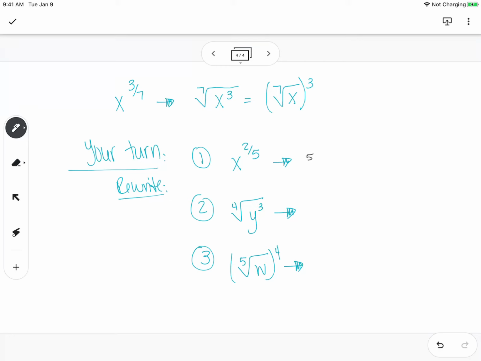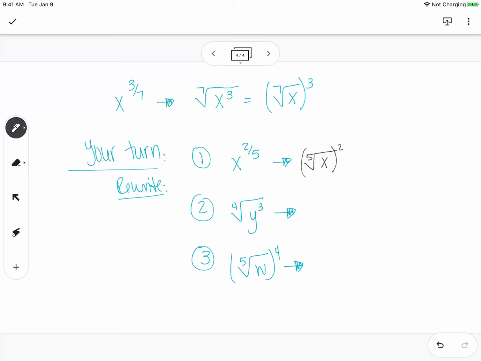So to rewrite this, my index is 5, because that's the denominator. Again, you can put the squared with the x, or you can put it around parentheses with the squared on the outside. They mean the same thing. I like the parentheses version, but it really does not matter.